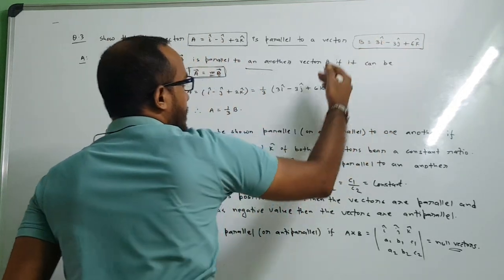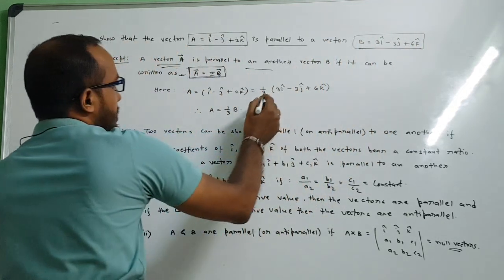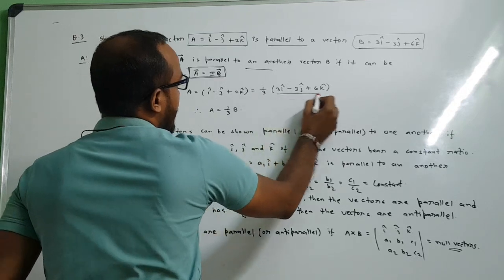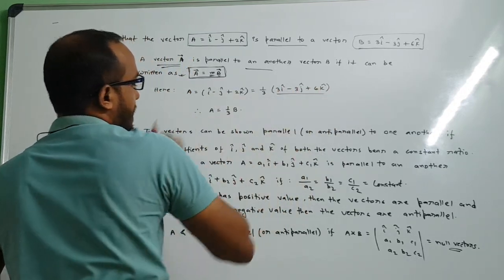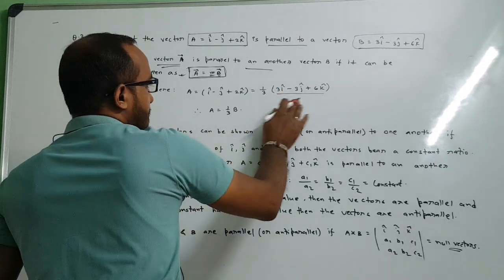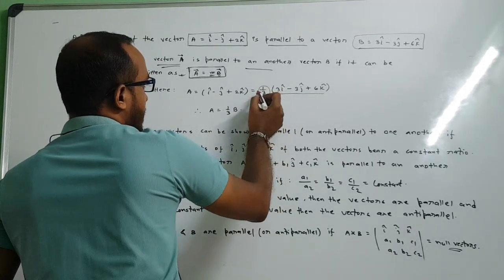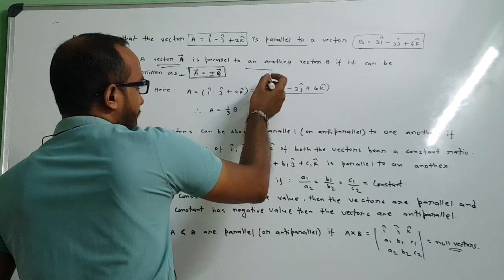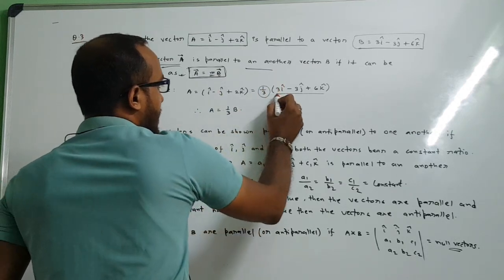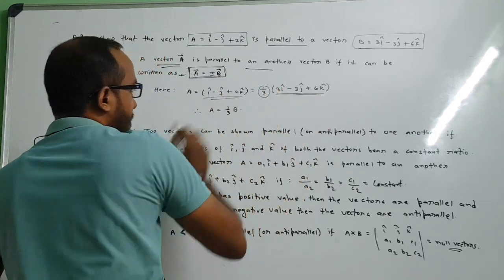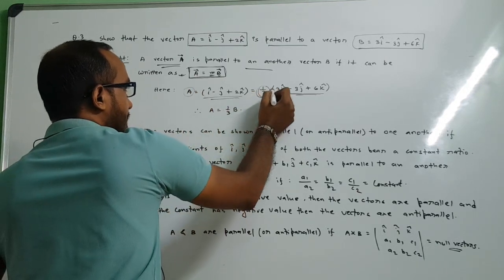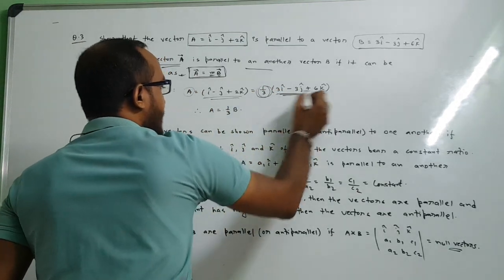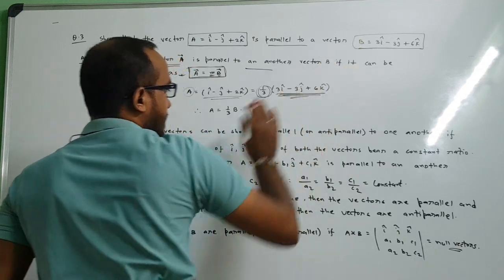Take 3 common. If you take 3 common from this, it would be i cap minus j cap plus 2k cap. So if you multiply it by 1 by 3, the vector would be this vector. So we have represented a vector with some constant multiplied by another vector. That vector is your B vector.